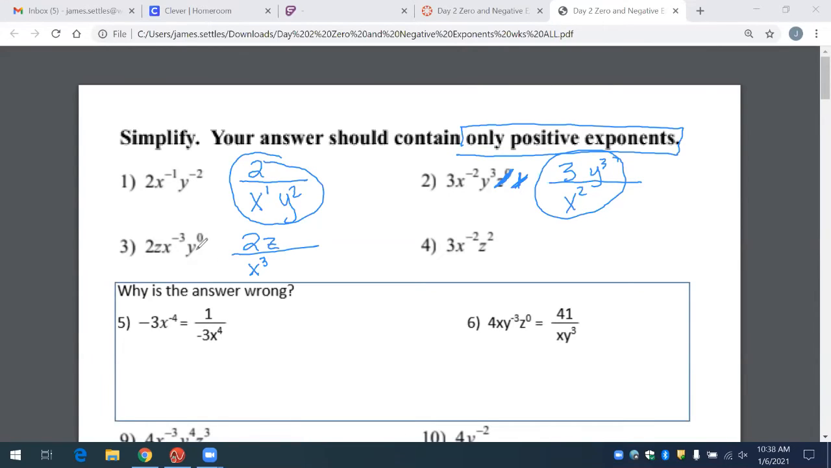All right, y to the 0 becomes a 1, right? Anything to the 0 becomes a 1. But what are we going to do? We're just going to mark it off. Anything to the 0 power just marks off, because that 1, technically, it should be 1 times 2, which is 2. So I've already got the 2 there. I don't need to worry about it.